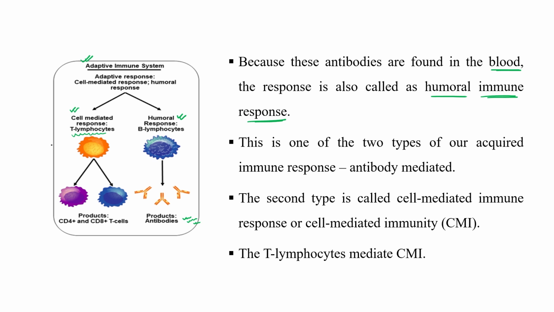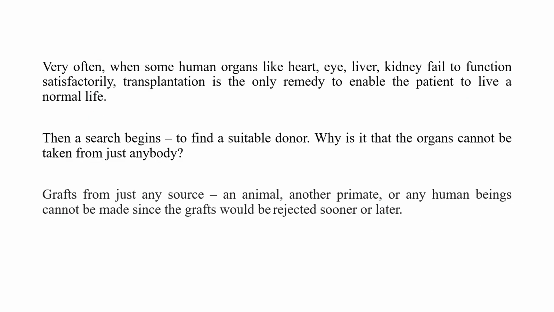Humoral response is mainly generated by B lymphocytes and is a type of adaptive immunity. Okay, and this humoral response is one of the two types of acquired immunity, that is antibody mediated. This we already discussed in the last lecture, right? And the second type is known as cell mediated immune response, or CMI, right?